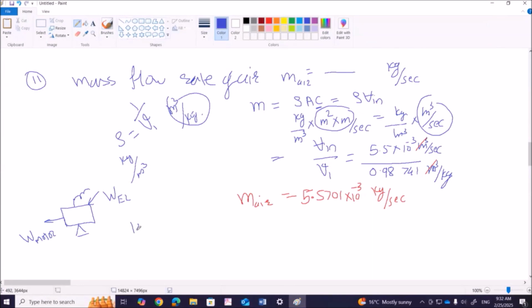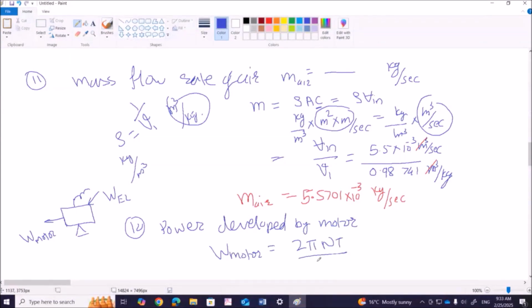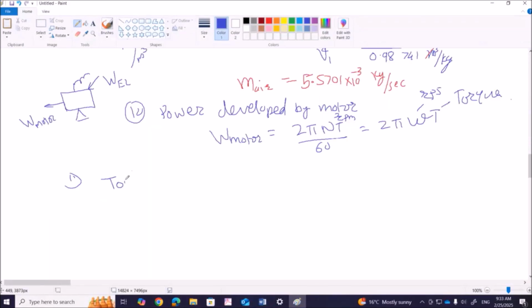Number 12, the mechanical power developed by the electric motor. W motor I can find as 2 pi N T divided by 60, where N is RPM, or 2 pi omega T with RPS. So here I need a torque. How can I find torque? Torque on the motor, T, is equal to force into the length R, given to you in the observation table.